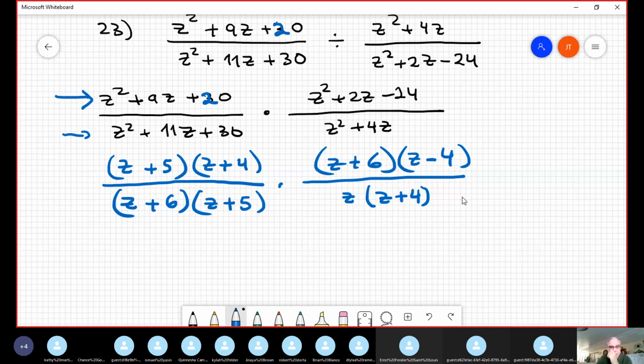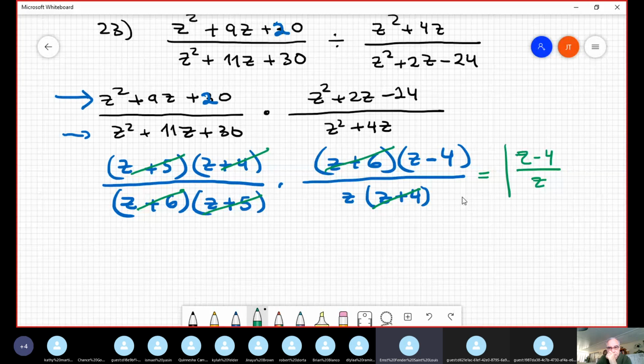Okay, completely factored. Now c plus 4 is cancelled. One more is cancelled, c plus 6 is cancelled, c plus 5. Wow, a lot of things cancel. And who stays alive? C minus 4, divided by c. Exactly, I didn't see it. Sorry. Here are the options. Let me see the options. The option is C.